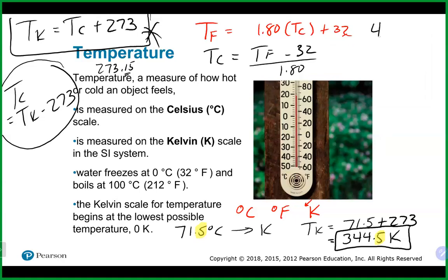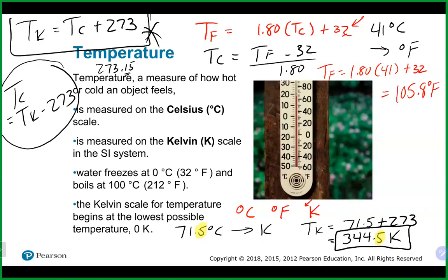Let's say we had 41 degrees Celsius. What is that in degrees Fahrenheit? Take a moment, see what you come up with. Using the equation right here, the temperature in Fahrenheit will equal 1.8 times 41 plus 32. You do the multiplication first, so 1.8 times 41, hit equals, then add 32. That's going to give you on your calculator 105.8 degrees Fahrenheit.